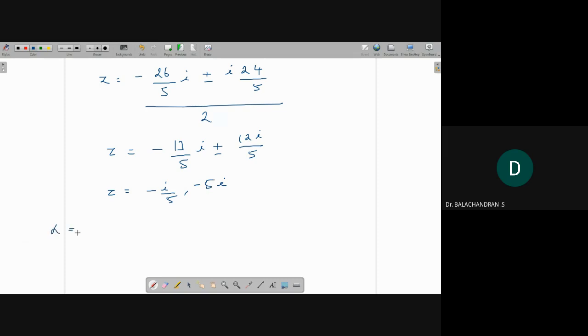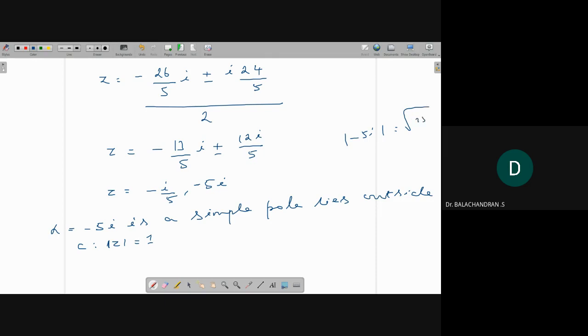So alpha equal to minus 5i is a simple pole, or pole of order 1. It lies outside C. C is what? Mod z equal to 1. So we know that modulus of minus 5i equal to what? It is equal to root of 25, that is 5, which is greater than 1. So that's why it lies outside the unit circle.